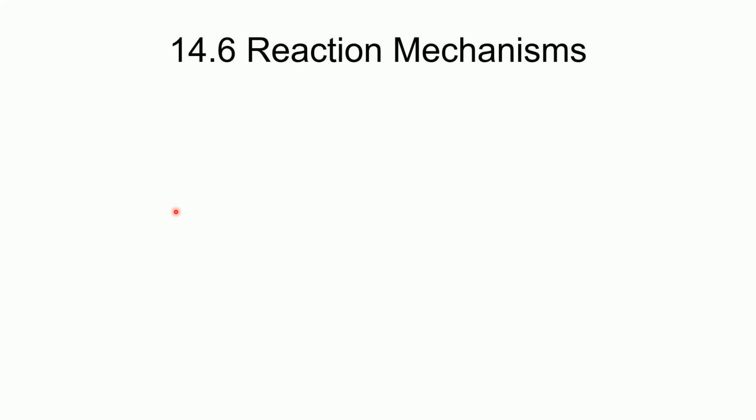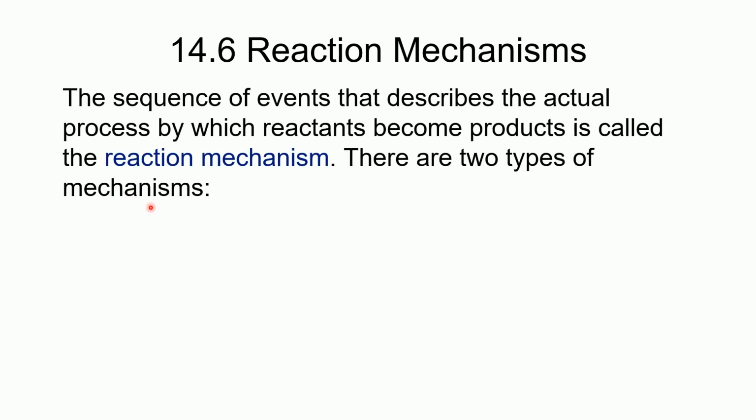In other words, what molecules are running into each other during the course of a reaction, and in which order are they running into each other. And so it is a description of what is going on. It tells us a sequence of events. All right. We will find that there are two types of mechanisms.